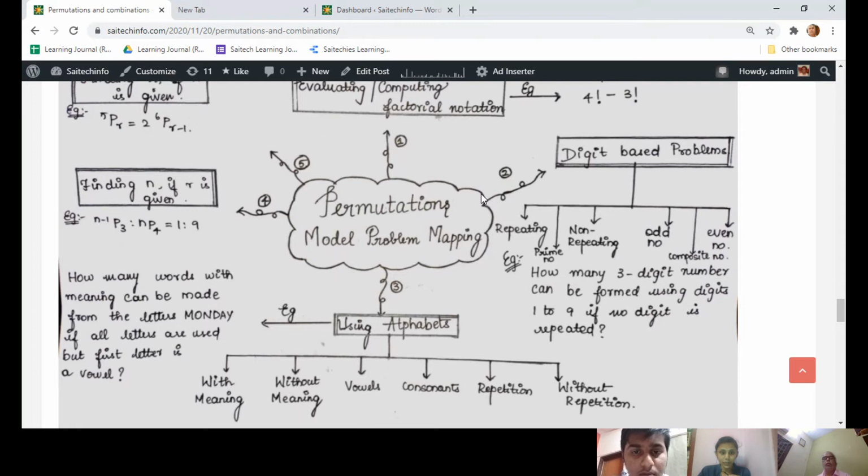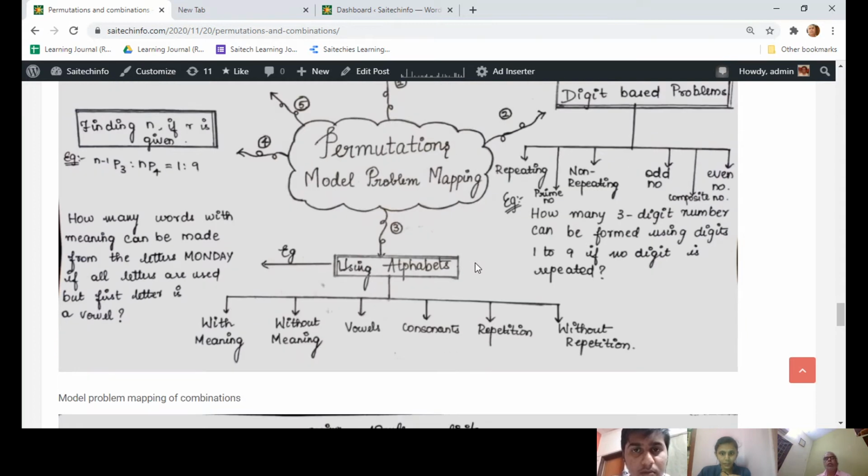The third type of question is using alphabets or words. Here I have given 6 major conditions under which they can ask the question. The 6 conditions are: the word can be with meaning or without meaning, the word should start with a vowel or a consonant, and the word can be with repetition or without repetition.